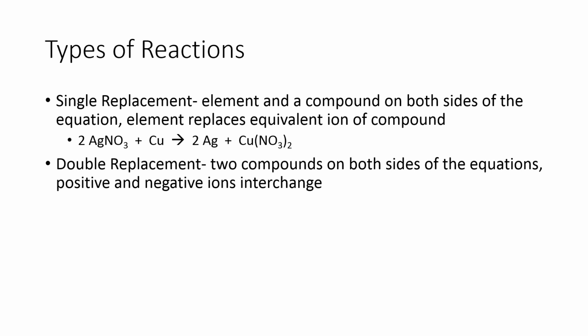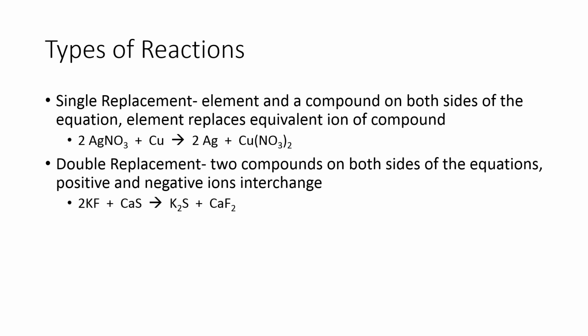With double replacement reactions, we actually have two compounds on both sides of the equation, on the reactants and products, and the positive and negative ions interchange, so everyone switches partners. I tend to switch my positive ions, that way they are not with their beginning negative ions. And do remember that your two positive ions do not go together and your two negative ions do not go together.